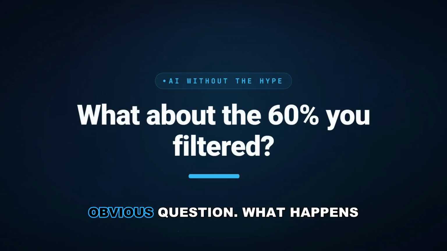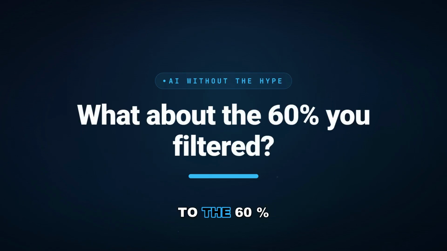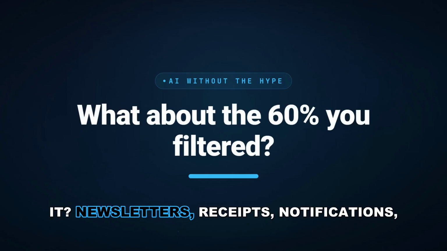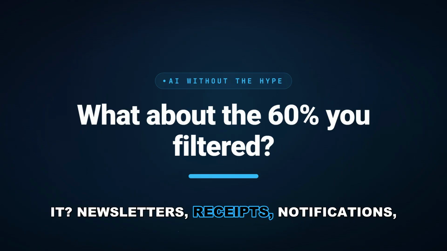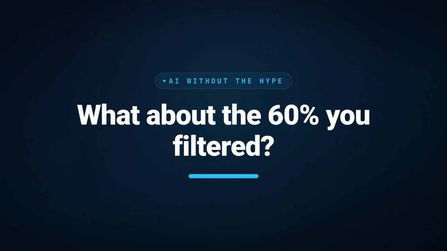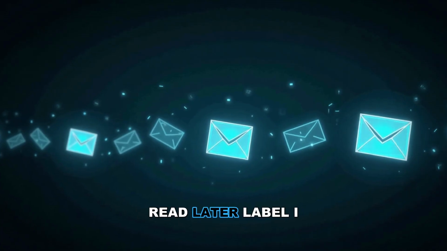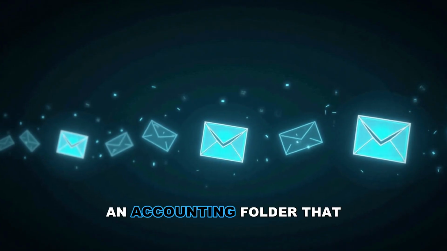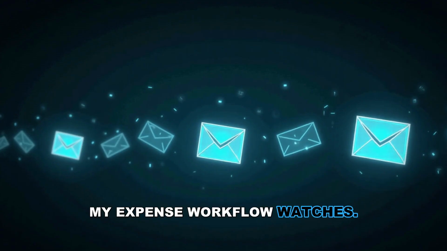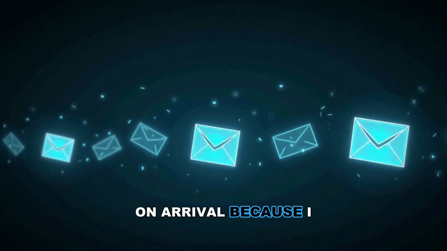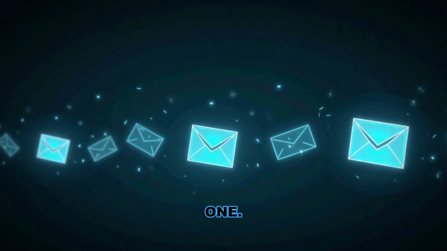Quick answer to the obvious question: What happens to the 60% the filter removed before the AI ever saw it? Newsletters, receipts, notifications, they don't vanish, they get routed by plain rules. No intelligence needed. Newsletters go to a read later label I check on Sundays. Receipts go straight to an accounting folder that my expense workflow watches. Platform notifications get archived on arrival because I have never once needed one.